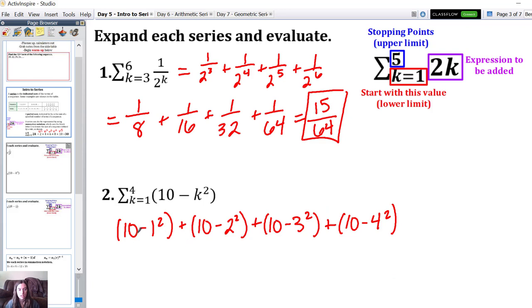1 squared is 1, 10 minus 1 is 9, 10 minus 4 is 6, 10 minus 9 is 1, and 10 minus 16 is negative 6. So we have 9 plus 6 plus 1 minus 6, which comes out to a total of 10.